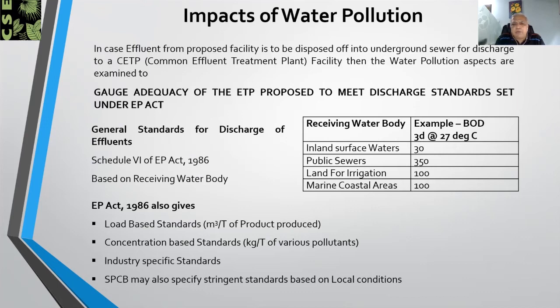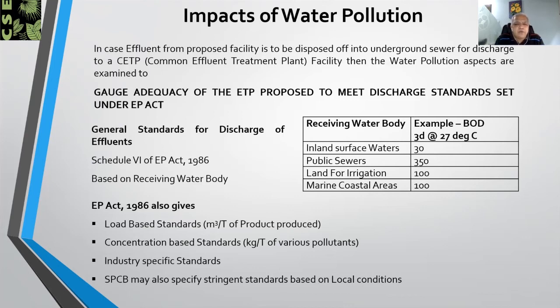As an example, higher levels of pollutants are permitted into public sewers because it is assumed that they are going to be treated later. And if you are going to dispose of the same effluent into a different receiving water body like a marine coastal area or inland surface waters like a lake or a river body, then the BOD level goes down to 30 as against 100 in a marine coastal area.